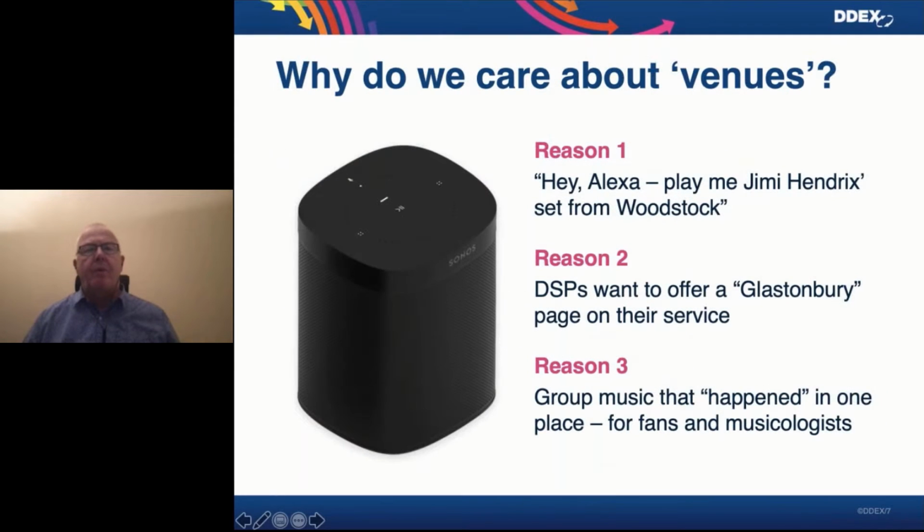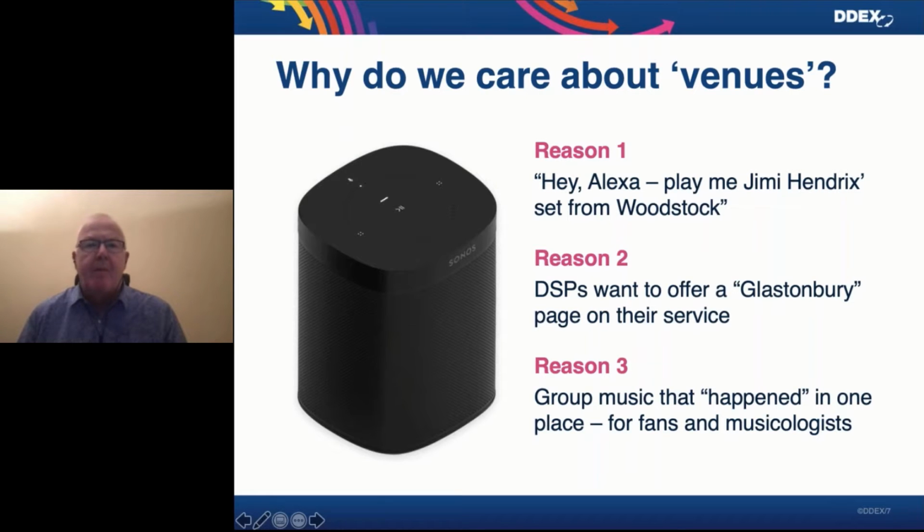So let's turn to the concept of venues. Why do we care whether or not we can identify venues? Well, increasingly, it's becoming important. One obvious example is using Alexa: "Play me Jimi Hendrix's set from Woodstock." The only way that the intelligence would be able to actually provide you with that is if they knew, among other things, what Woodstock is.